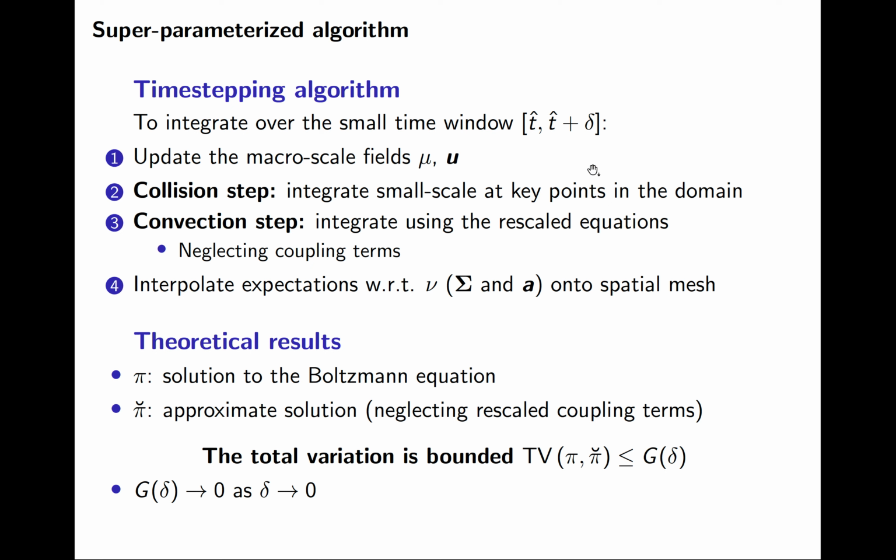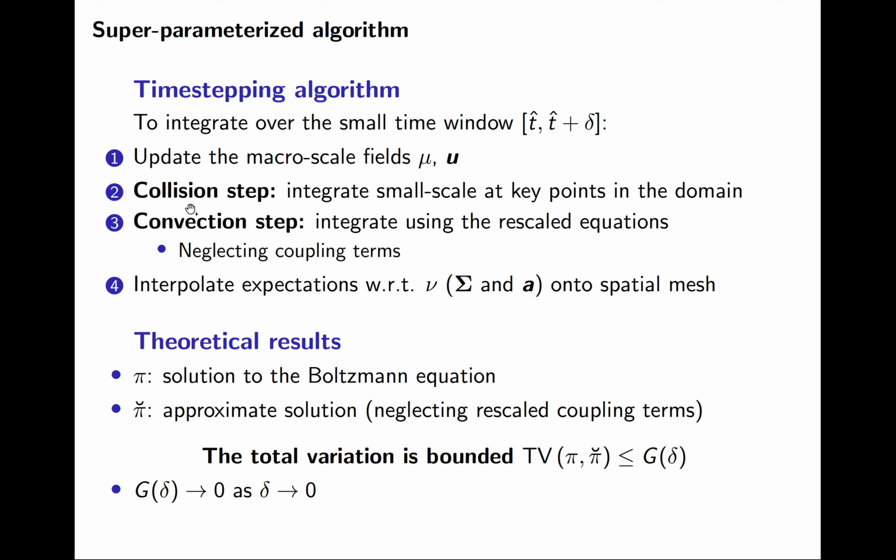So what we're going to do at each time step for the superparameterized algorithm is to integrate over this small time window from t hat to t hat plus delta. And so step 1 is to update our macro scale fields. So in our case, we're going to be using a finite volume or a discontinuous Galerkin method, depending on the numerical parameters, to update the macro scale field. And then given these macro scale fields at key points scattered throughout the domain, we're going to integrate the conditional evolution equation for the velocity to determine the distribution in the velocity coordinate.